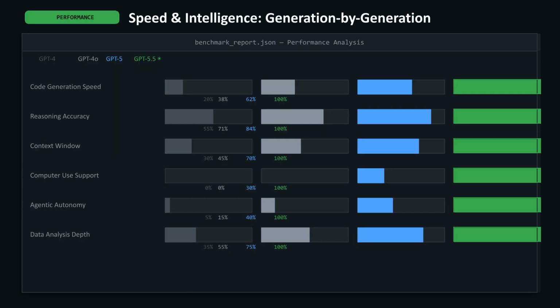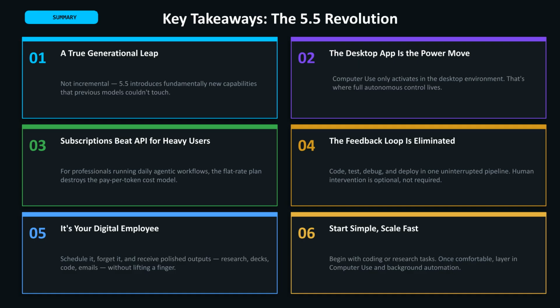This chart illustrates the performance leap from generation to generation, highlighting the speed and intelligence gains. You can see the continuous upward trend in capabilities across the models. To summarize, the 5.5 revolution is a true generational leap, not incremental. The desktop app is crucial for full autonomous control, and subscriptions offer better value for heavy users.